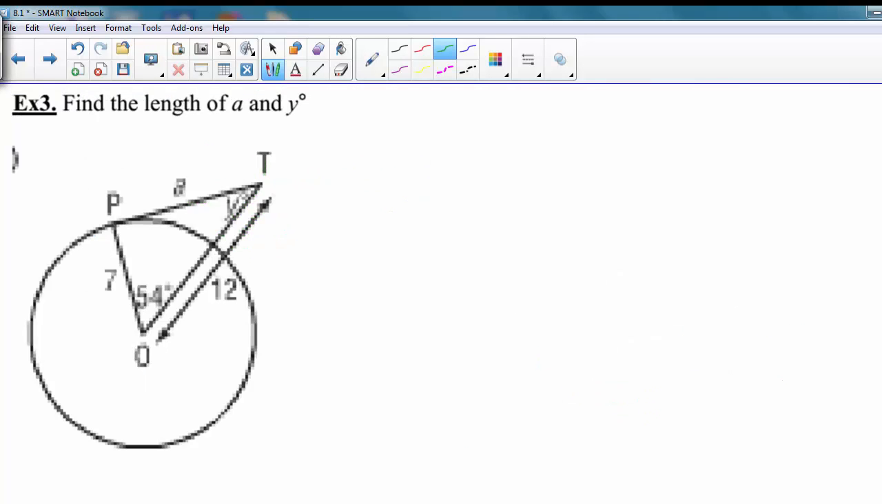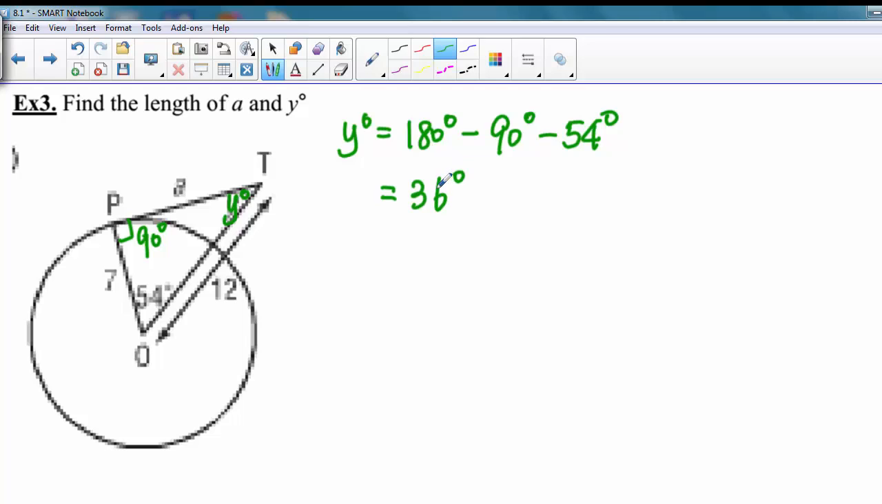Find the length of side A and angle Y degrees. So you will see PT is the tangent, P is the point of tangency, O is the center. If you join these 2 points up, OP must be perpendicular to the tangent PT. So this one is 90 degrees. So Y, this angle equals 180 degrees minus 90 degrees minus 54 degrees. This one is 36 degrees. Let's look for the missing side A.